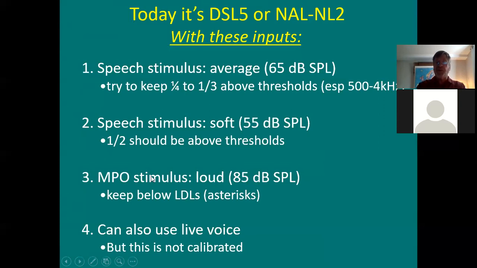This is an MPO stimulus coming out of the audio scan being do do do do do do, and that you can leave at 85. But if it's speech, it's probably 75 to 80. Average, 65. Soft, 55. Loud speech, 75 to 80. If it's an MPO stimulus of do do do do do, then 85, because those are frequency specific. Speech is a broadband stimulus, and what's this? A bouquet of these, okay?